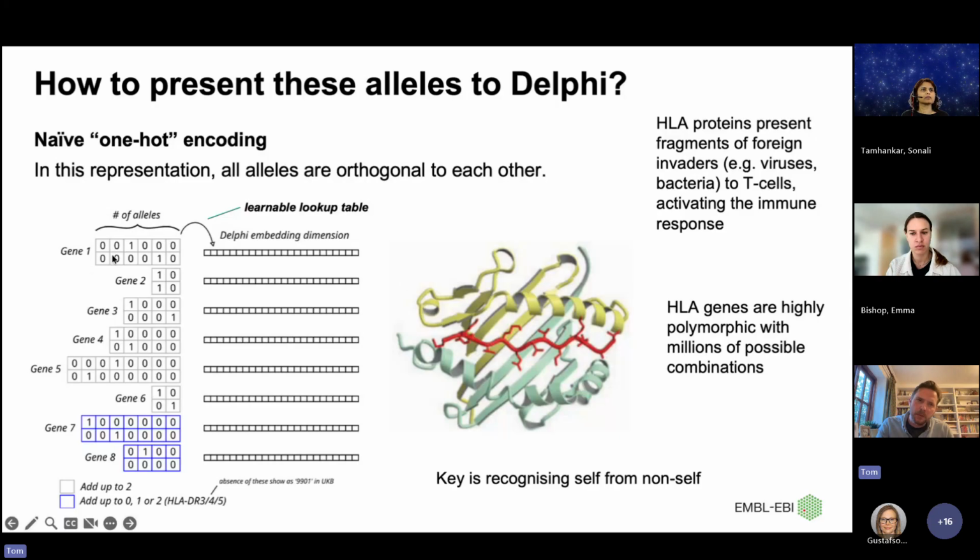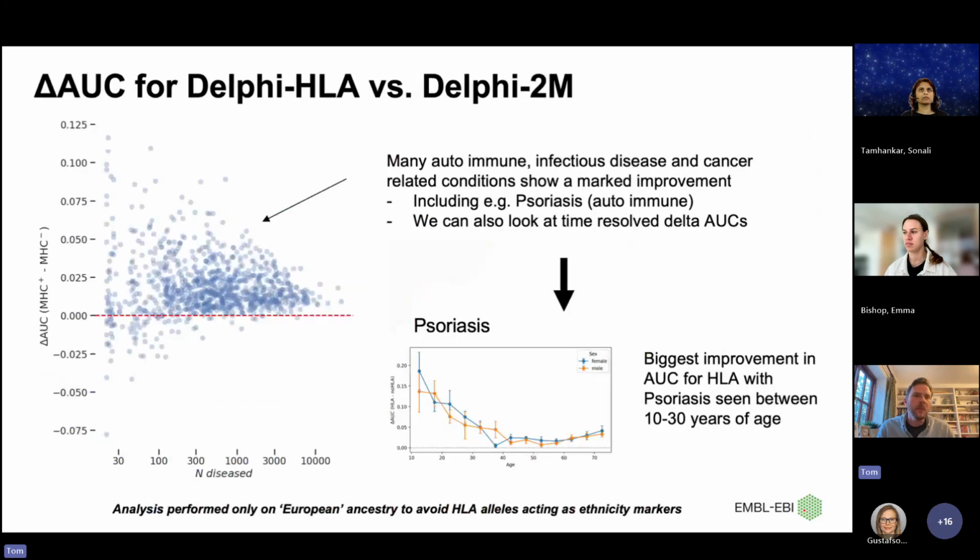But you can represent the alleles across this region in a number of different ways. The most simple is just one hot encoding, which is what I'll show you the results from. So we basically have a lookup table that shows you every possible allele combination, and that is then mapped directly into this transformer or a Delphi style model as an additional token set.